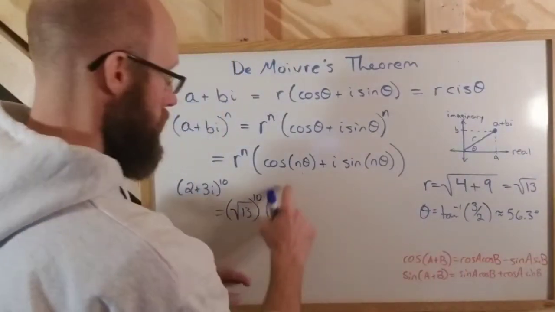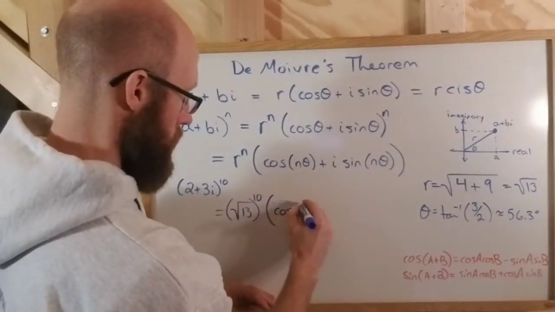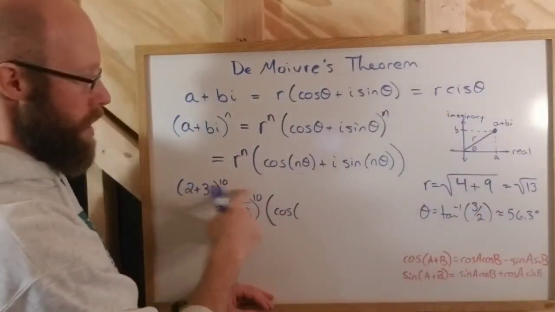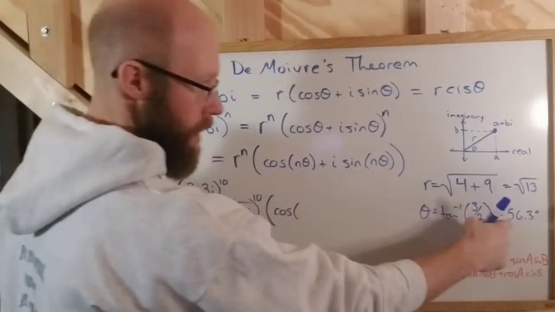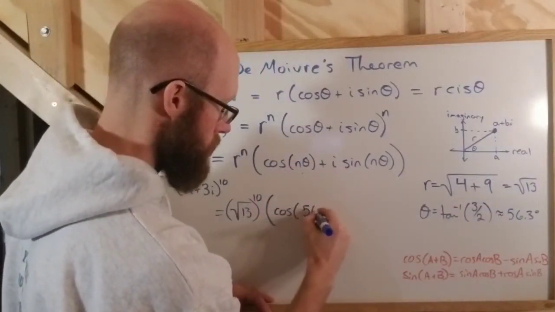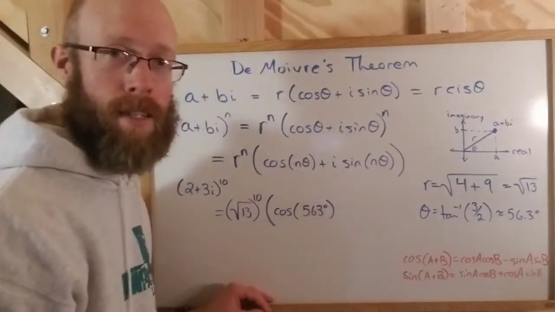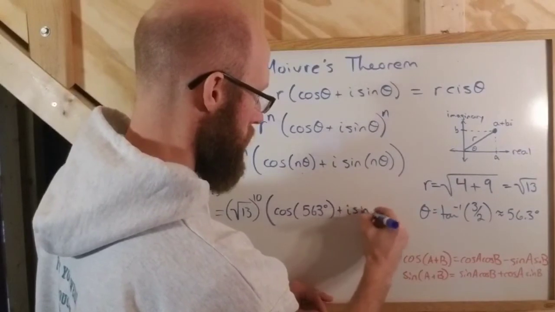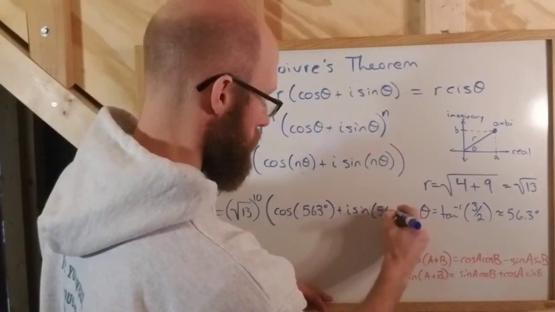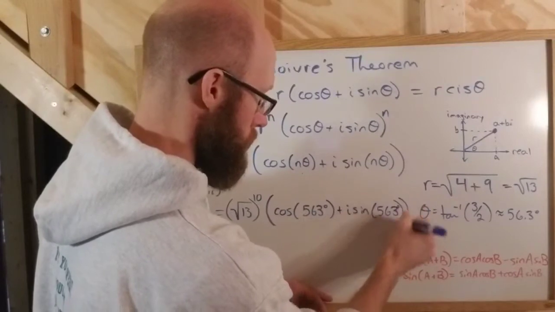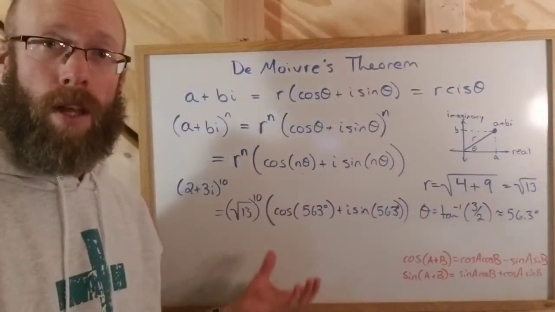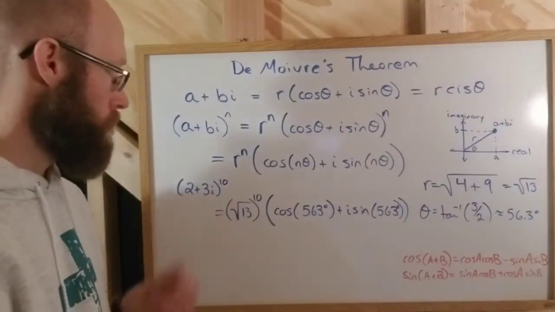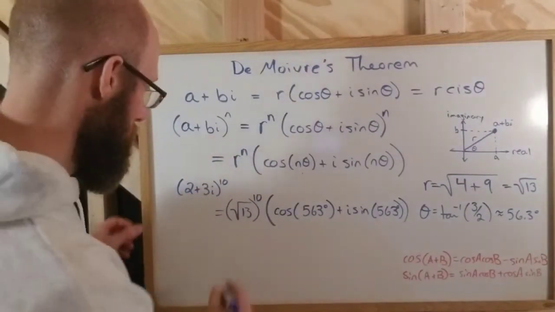And so then I want to calculate the cosine of 10 times the angle, right? Because I'm raising it to the 10th power, so it's 10 for n. The angle is that, so it'd be 563 degrees, right? That's 10 times 56.3. Plus i times the sine of 563 degrees, okay? And so then I calculate this, and I'll get the values for 2 plus 3i raised to the 10th power.